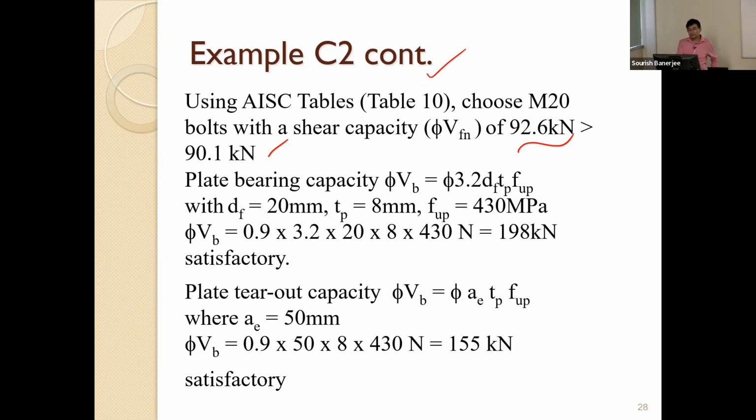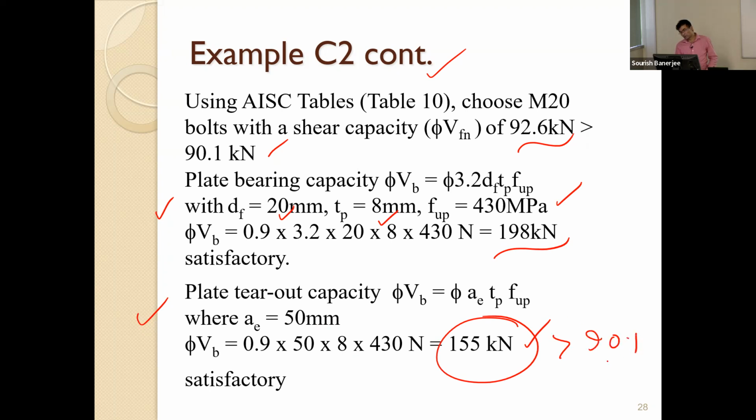It is safe, but then you have to check for the plate bearing capacity and plate tear out capacity as before. In this case, 20 millimeter bolt, plate thickness, this one, 430 MPa. This is 5 BB. And then tear out capacity with a equals 50 millimeter is 150 kilonewton. That means in this case, plate tear out capacity will govern. And because this is greater than 90.1 kilonewton, that means it is satisfactory.